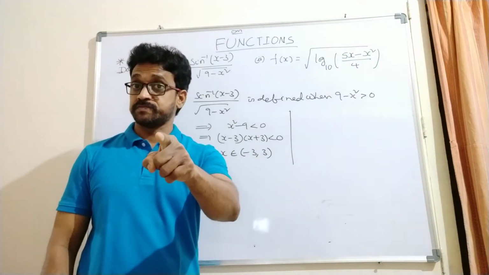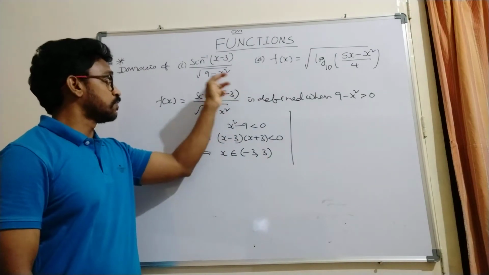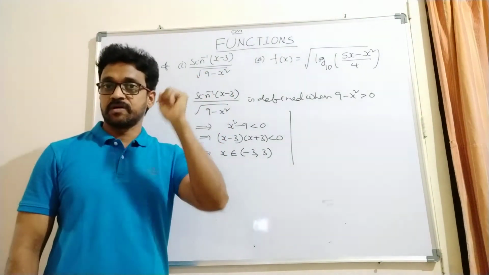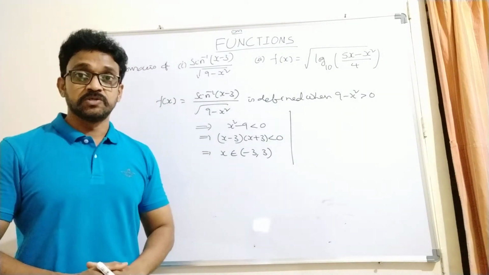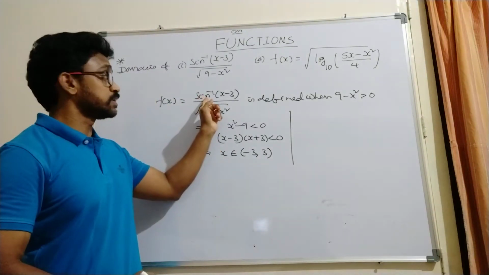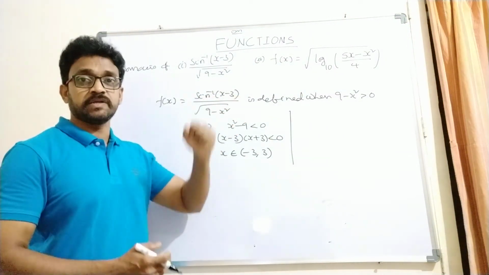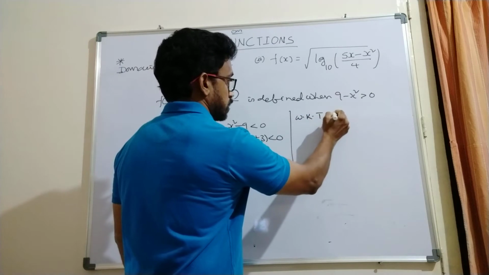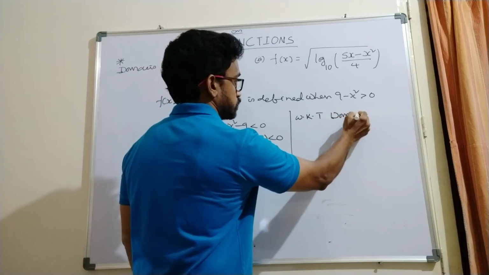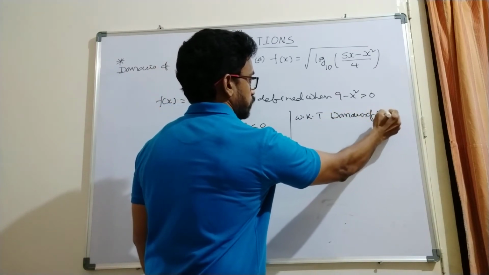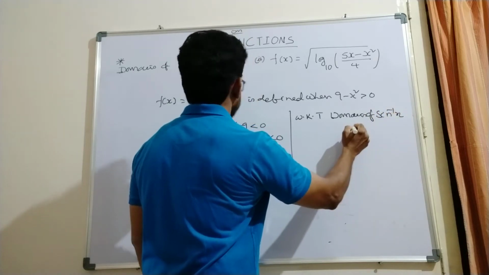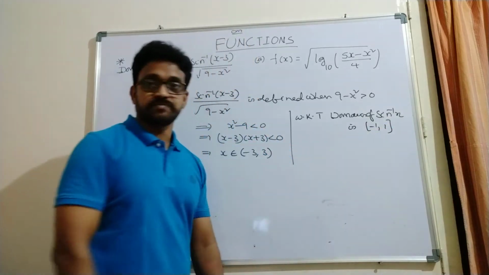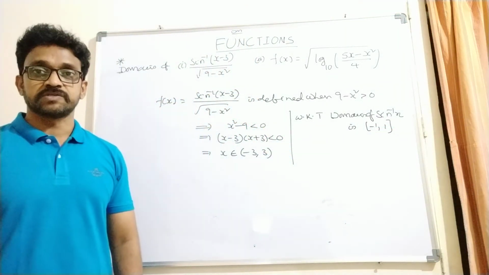But what do you want? You want the domain of this function. That's why now concentrate on the numerator. The numerator function is of the form sine inverse of x minus 3. So we know that the domain of sine inverse x is the closed interval minus 1 comma 1.